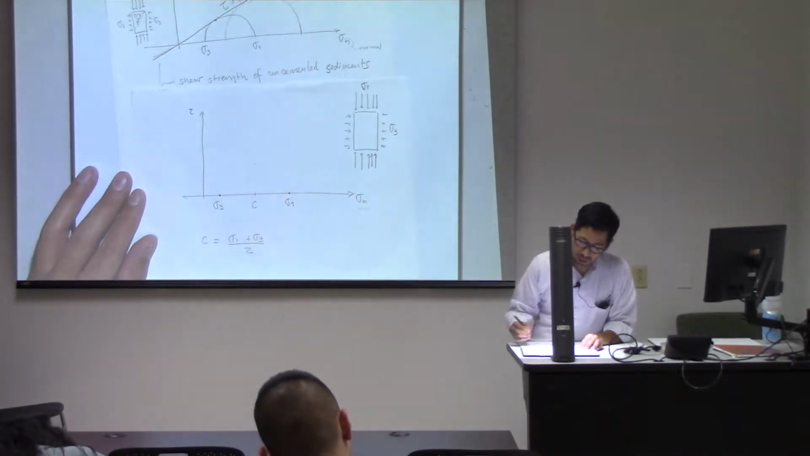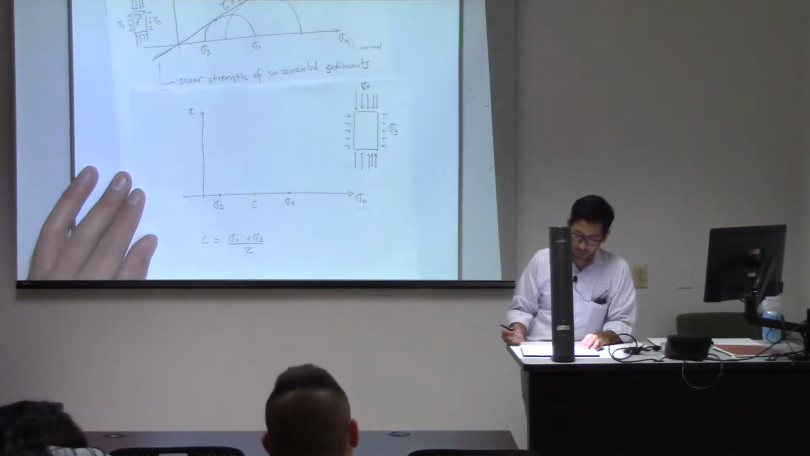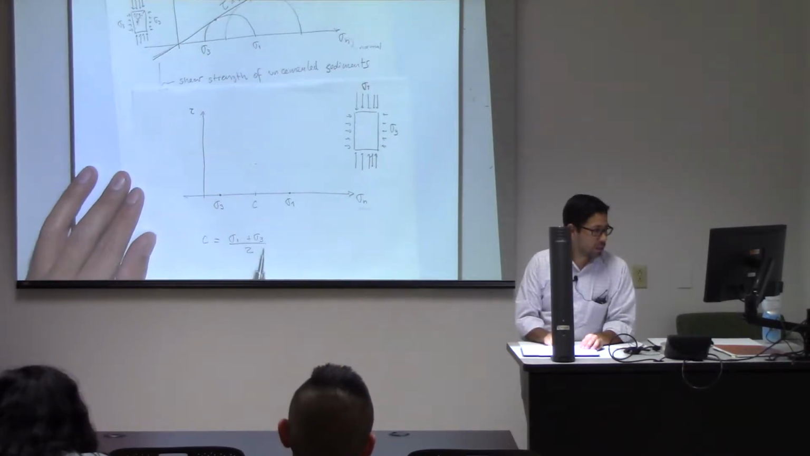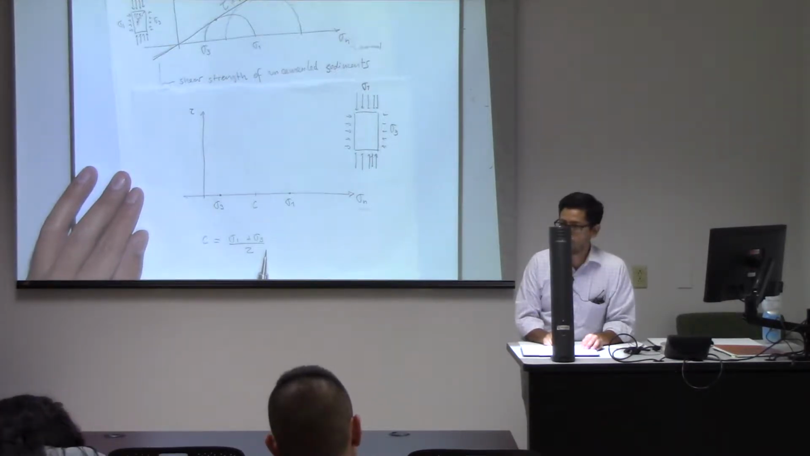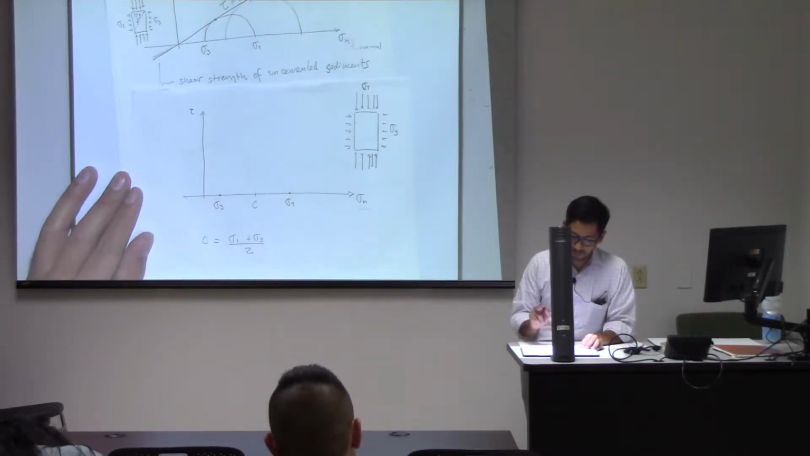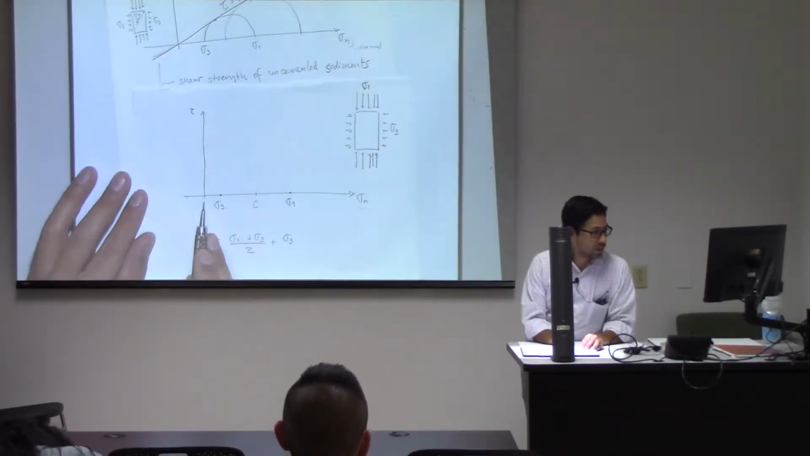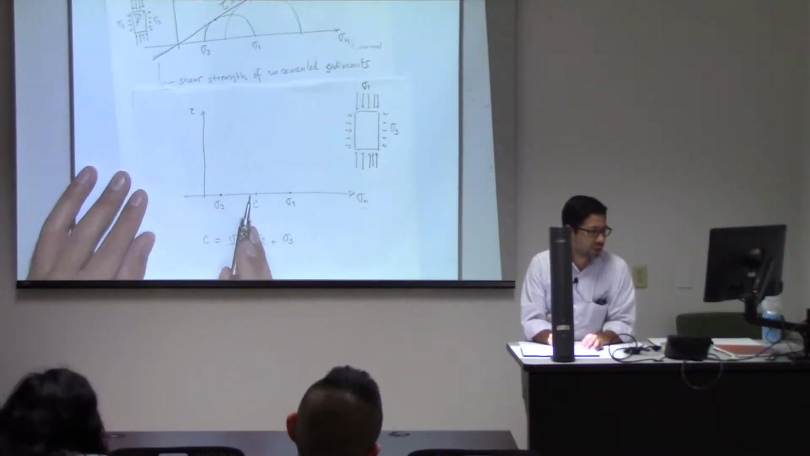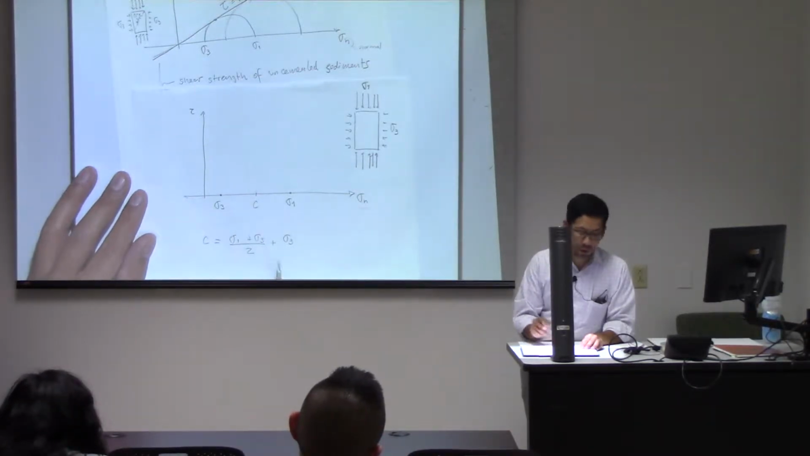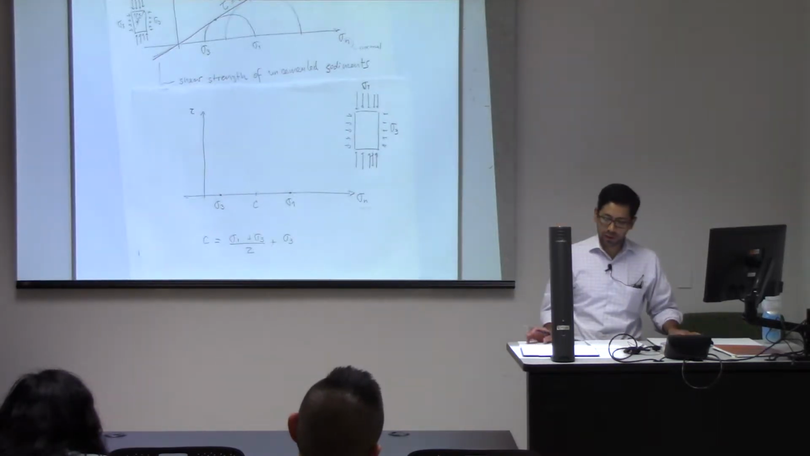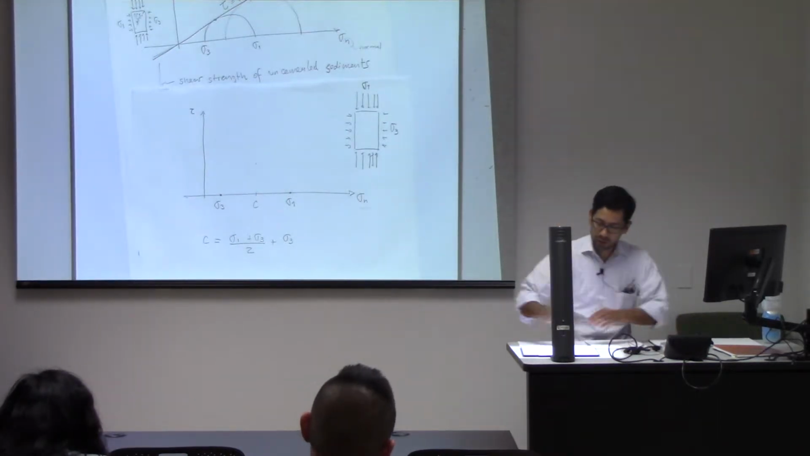For the center, don't you have to do sigma 3? Yes, very well. I forgot about that. So the center, the coordinate is at sigma 3 plus the radius of the circle. No, wait. That was fine. That was fine.